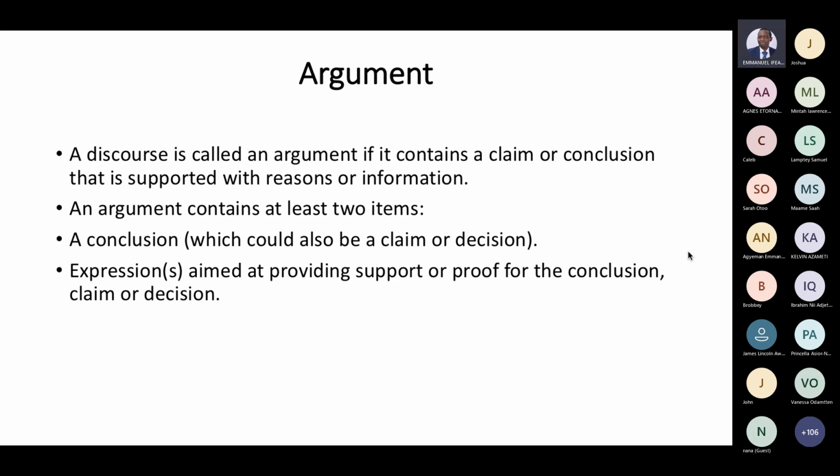An argument contains at least two items: a conclusion, which could also be a claim or decision, and then expressions aimed at providing support or proof for the conclusion, claim, or decision. So conclusion, claim, decision are all the same. They all pass through the same process. They need to be supported with reasons, information, or premises. So technically speaking, they constitute the same sort of end in the argumentative process.